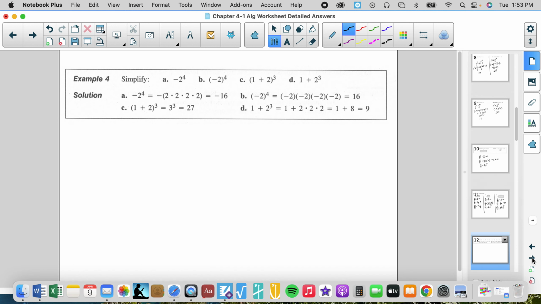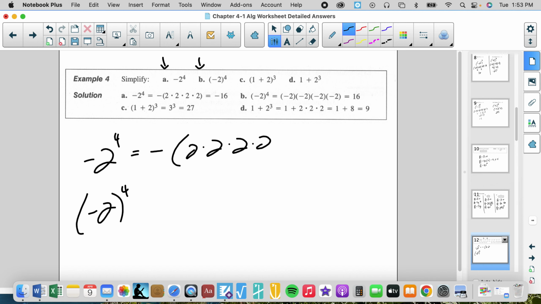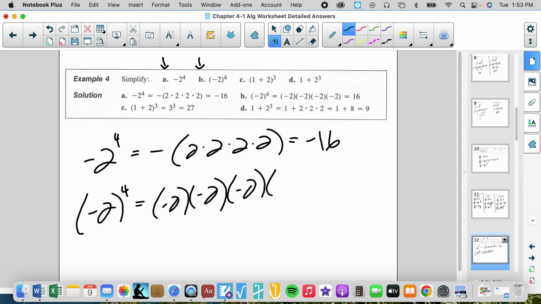Let's simplify. Here's a great example. Here's negative 2 to the fourth, and here's the quantity of negative 2 to the fourth. This is the opposite of 2 times 2 times 2 times 2, which equals negative 16. And this is negative 2 times negative 2 times negative 2 times negative 2, which equals positive 16. So big difference whether we're including the negative or not.